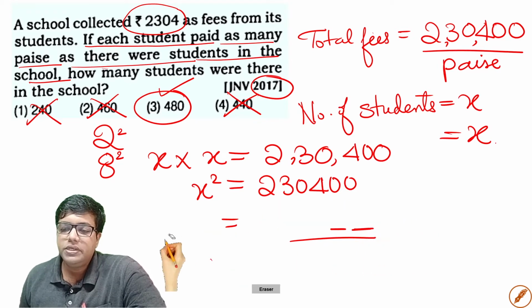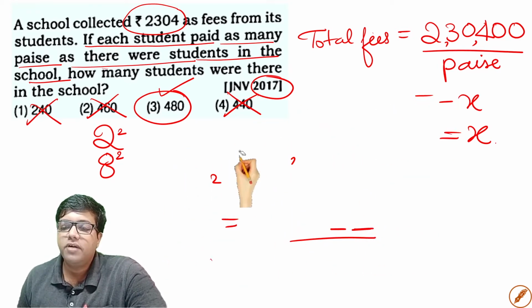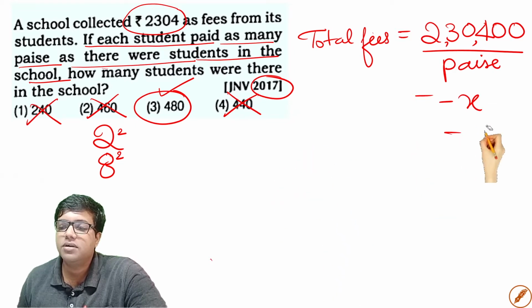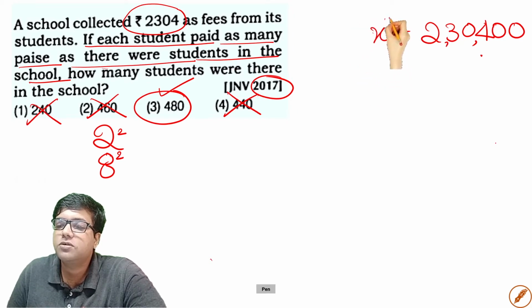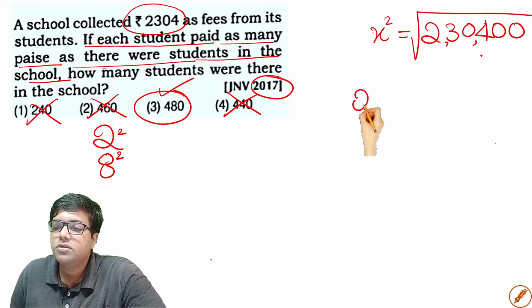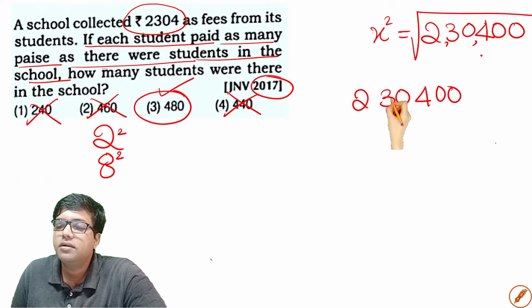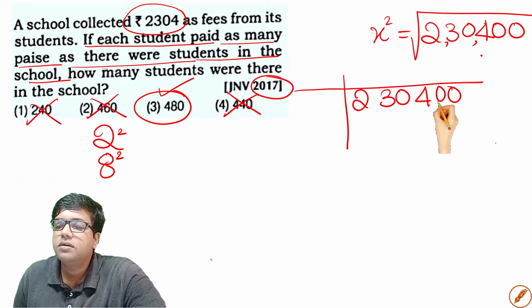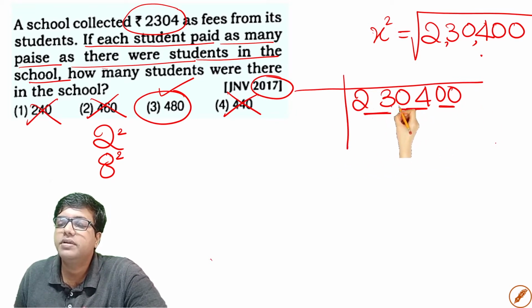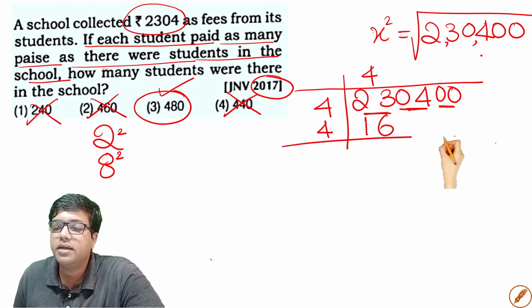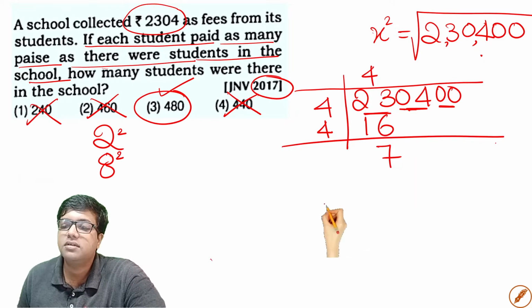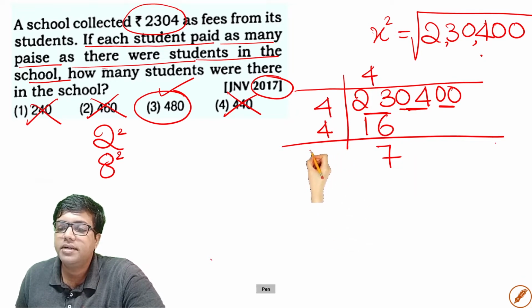Suppose you didn't know this technique and you wanted to find the exact square root of this number, then let's find the square root. I will take x square is equal to this number. 2,30,400. We will pair the digits in 2s from behind. So 23 is the first number, 4 fours are 16, that is the only number that fits. So write 4 again here. What is the difference? 7 is the difference. 4 plus 4 is 8.